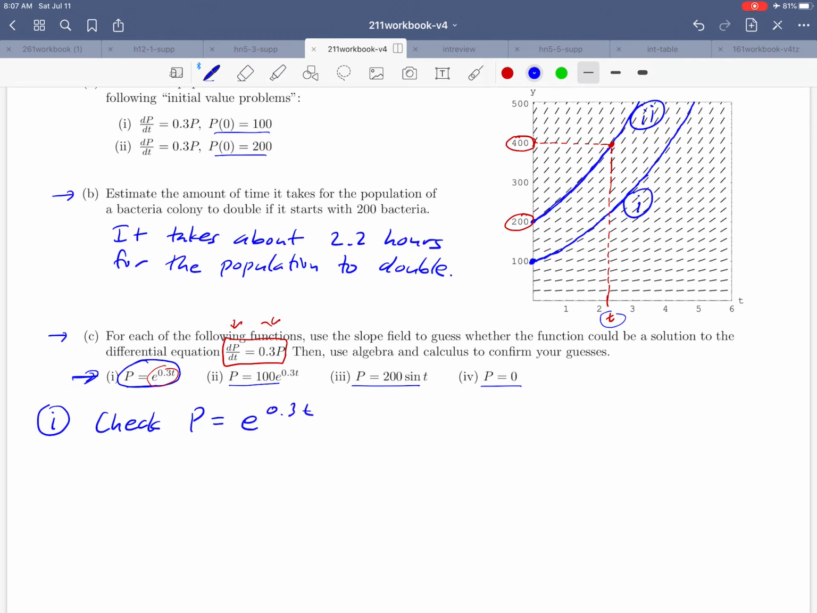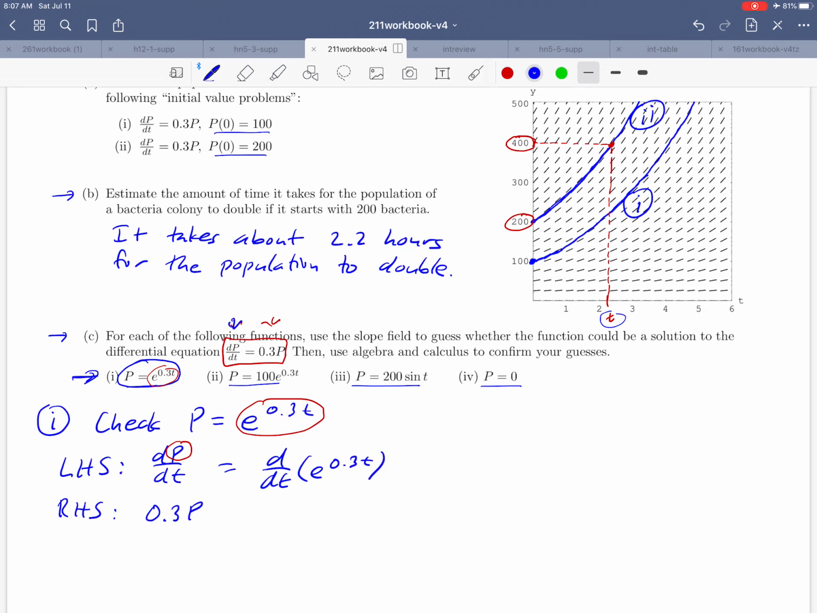Okay, and so we'll use the same approach that we did on the previous page. We'll look at the left-hand side and the right-hand side separately. The left-hand side of our differential equation looks like dp dt, and the right-hand side looks like 0.3p. To check if this is a solution, we're going to take the value of p, which is e to the 0.3t, and substitute it into the left and the right-hand side. So if we substitute in for p on the left-hand side, that p is going to turn into an e to the 0.3t.